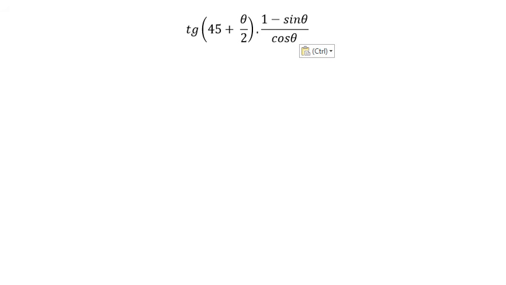Hello everybody, today I will talk about trigonometry. The topic today is simplify this equation. I will show the technique of how to answer the questions.